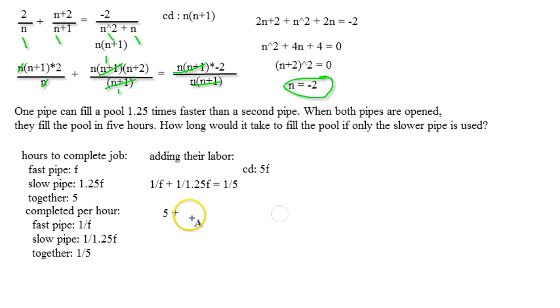5F. Okay. Alright, and so when I divide the 5F divided by 1.25, I should get about 4. I just wanted to make sure I did that correctly. Equals, all right, and then 5F divided by 5 is just F. Okay, so the total amount of time it should take the first pipe is just 9 hours.